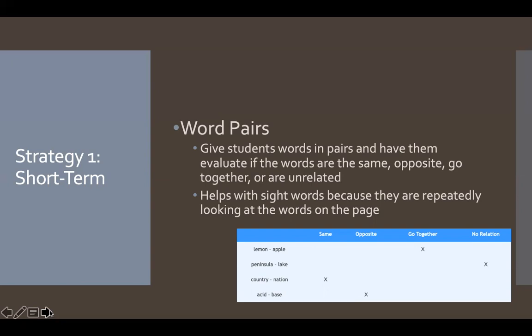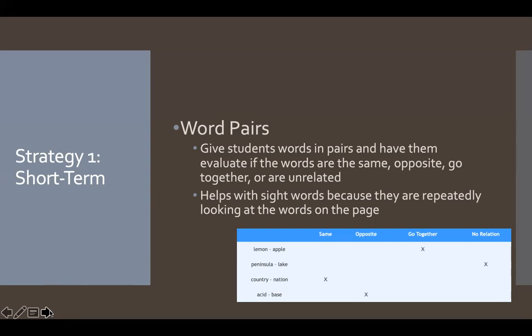So strategy number one is called word pairs, and it focuses on two words and how those two words relate to each other. The teacher would give students words in pairs and have them evaluate if those words are the same, if they are the opposite, if they go together, or if they're unrelated. So if they mean the same thing, if they're opposite things, if they go together, or if they are completely not related at all.